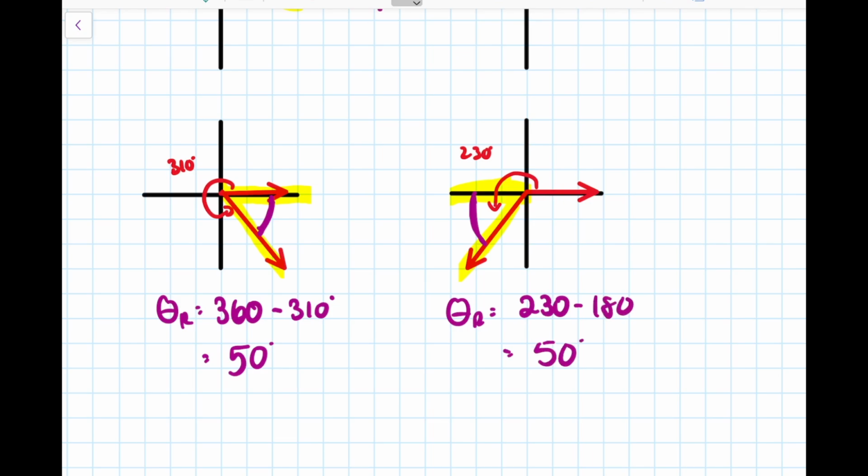So a common question is, how do I know which one to subtract? It's always just the bigger angle minus the smaller angle. So you're going from however far counterclockwise, minus however far back you go. And so you're always just subtracting those two things.